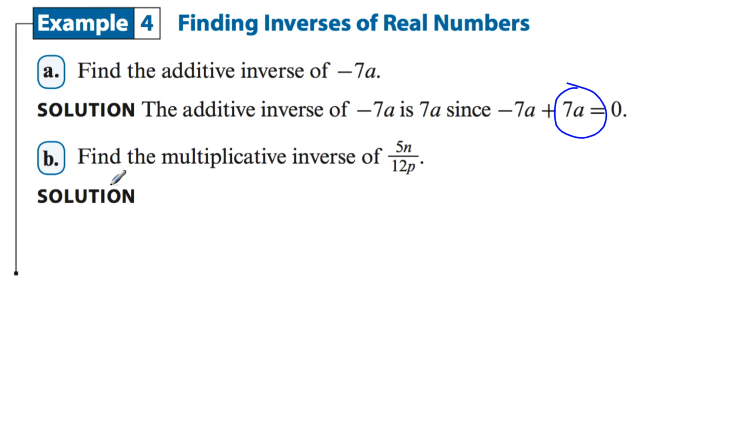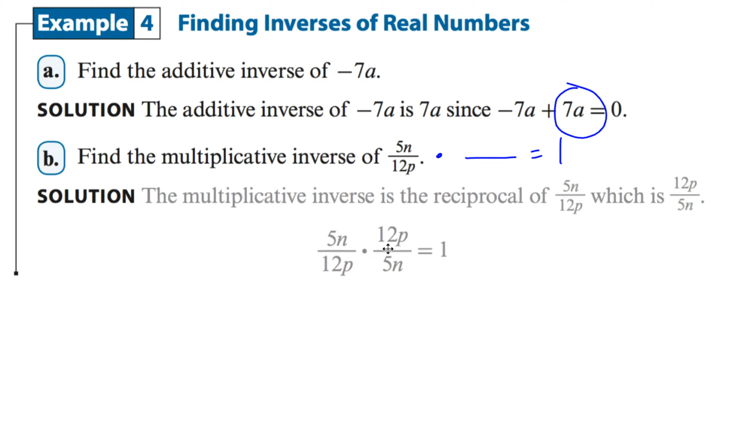How about part B? It says find the multiplicative inverse of 5n over 12p. Well, what was the multiplicative identity? The identity was 1. So what are we going to multiply this by to end up with 1? Well, we're going to need a fraction, right? And what's that fraction going to look like? Well, it's just going to be the reciprocal. And the reciprocal fraction is 12p over 5n. So that is the multiplicative inverse.